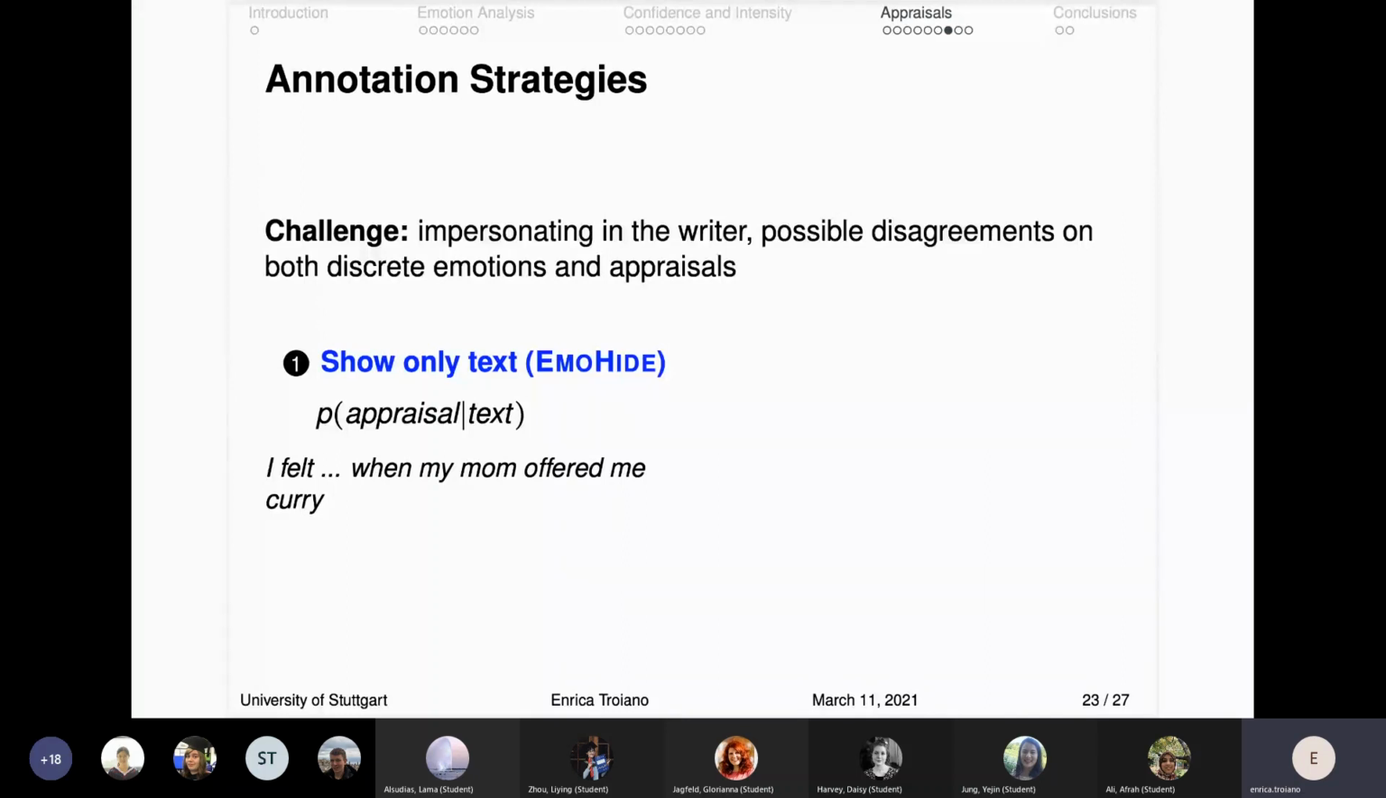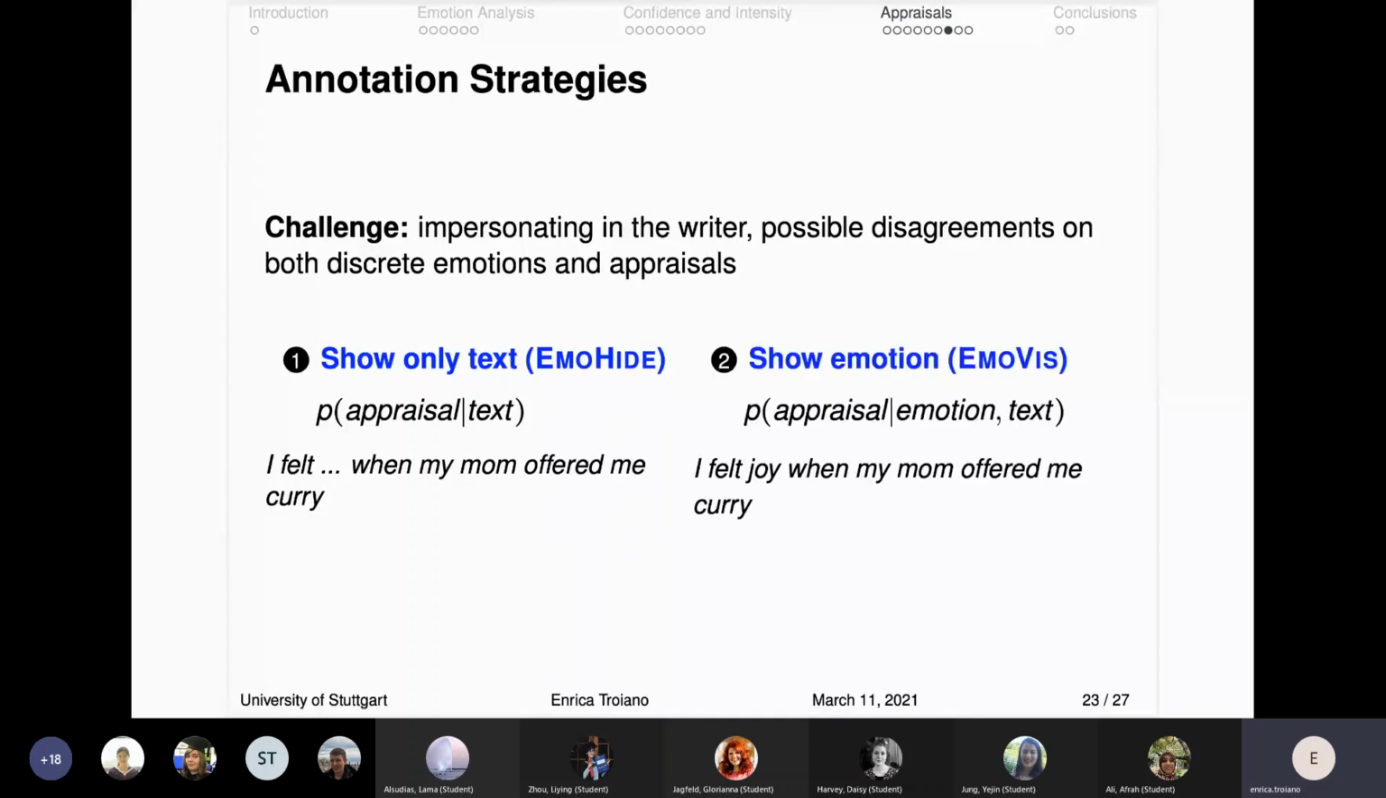But of course, this type of annotation incurs 2 types of disagreements. First, people can disagree on the appraisal that they reconstruct, and second, and accordingly, they disagree on the discrete emotions that they recognize in the text. So we also tried another annotation setup. We basically repeated the same annotation with the same data and with the same people, but we gave the annotators access to the emotion for which the text was produced. So in this setup, the annotators had to reconstruct the appraisal by looking both at the text and at the emotion.